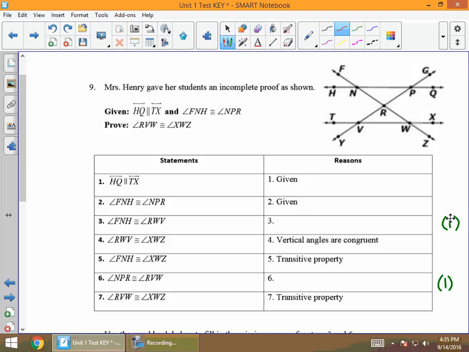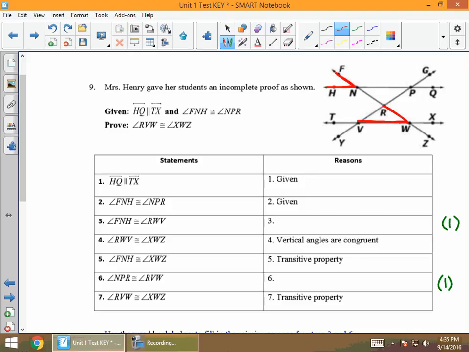Then her third statement says that angle F and H. So I'm going to, over here, highlight F and H right here. So you now see that in red. That's F and H. And she says that it is congruent to RWV. So RWV, right there. She says those 2 angles are congruent. And we want to know why.